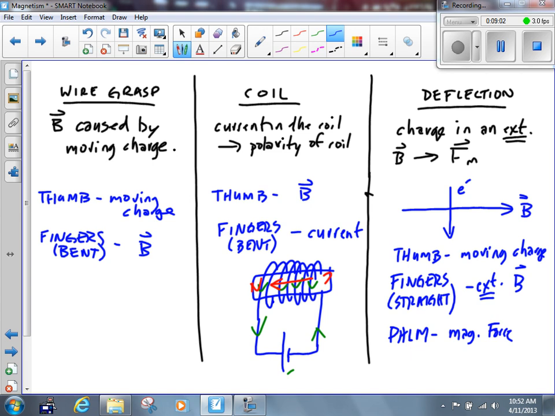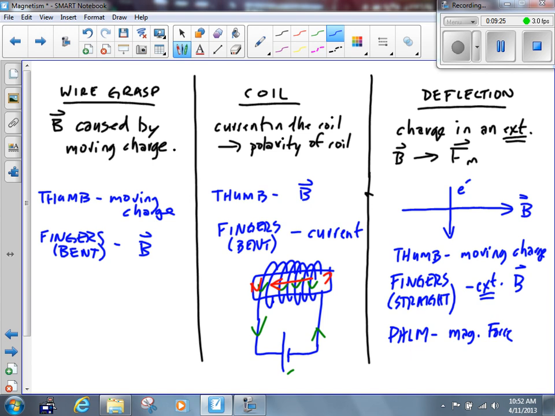Okay, good question. The question for the coil rule was, how do we know whether to use our left or right hand for the coil rule? You will almost certainly use your left hand for the coil rule. The reason for that is this. Left hand is always used for negative charges. Now, when we're talking about a wire, strictly speaking, it always has to be electrons that are moving through that wire. So it's going to be your left hand.